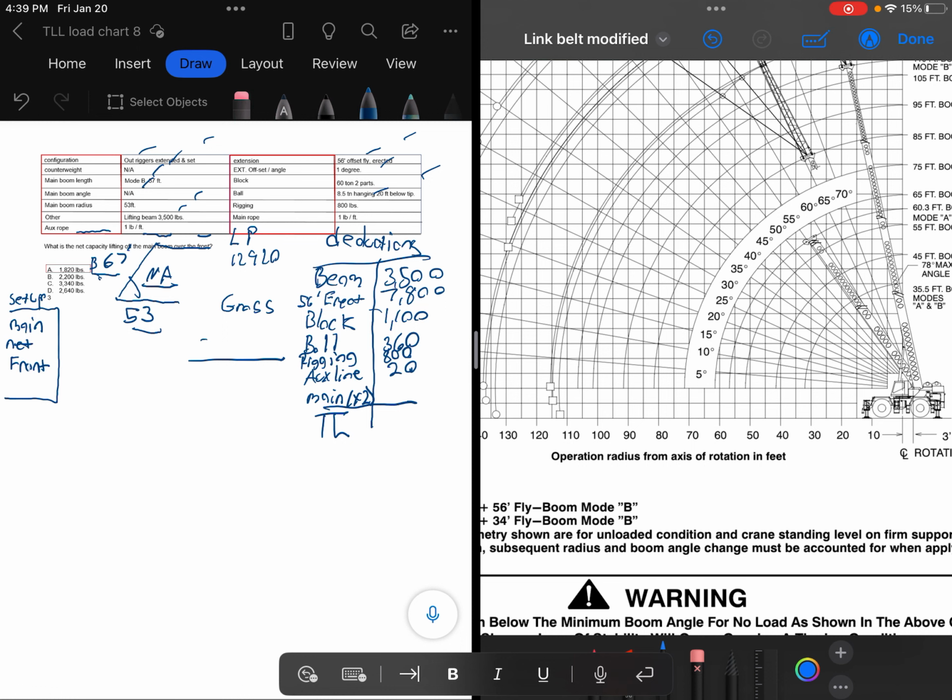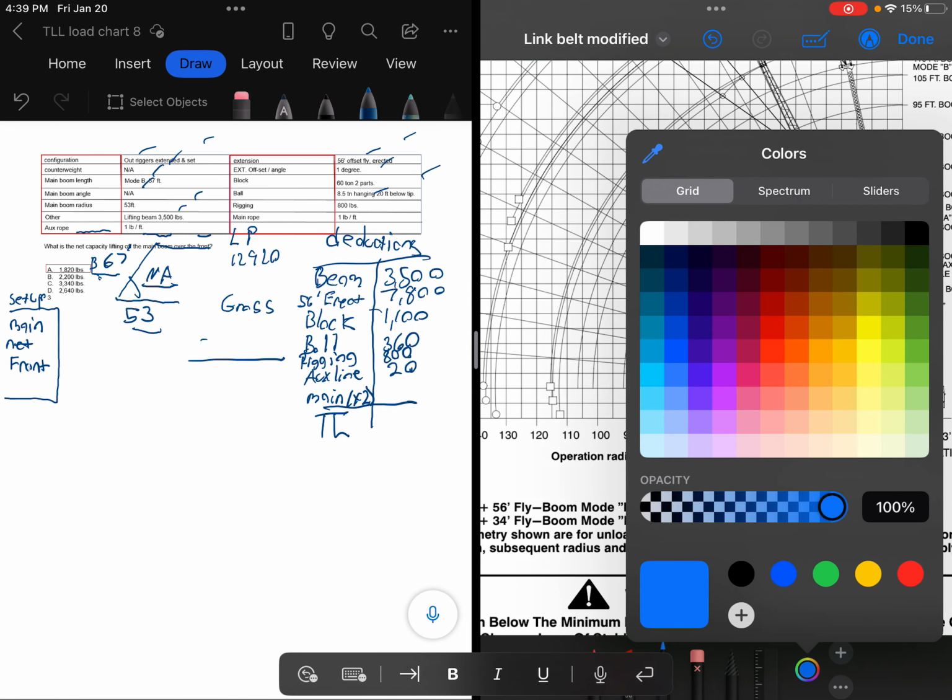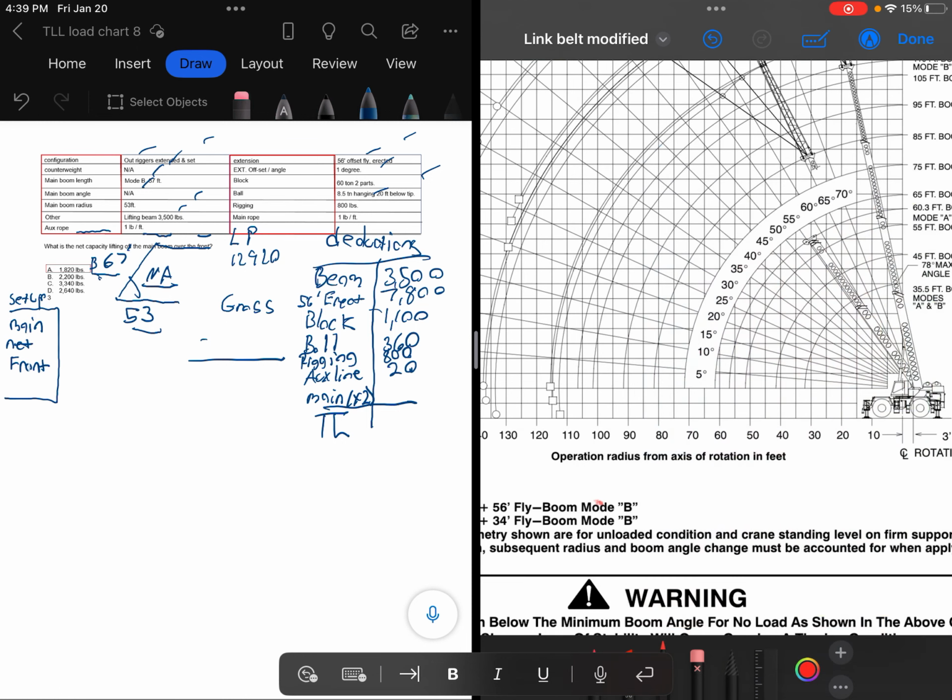Well, we've got a main boom. Let's switch to red so we can see it a little bit better. So we've got a boom of 67. We don't have 67, so we're going to go to 75. And 53, we don't have 53, so we're going to go to 60. We're going to figure out where those two meet up here. So they meet right there.